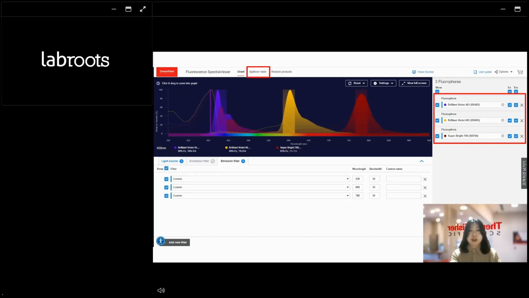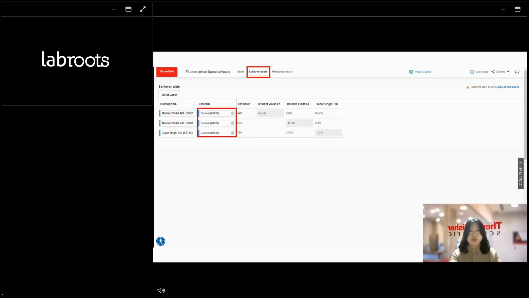If lasers and bandpass filters are also set, you can check how much spillover occurs numerically. If you click the spillover table button at the top and designate a filter for each fluorescence, you can see the value of each fluorochrome detected in the designated filter. Check spectrum overlapping and minimize spillover with Spectra Viewer.